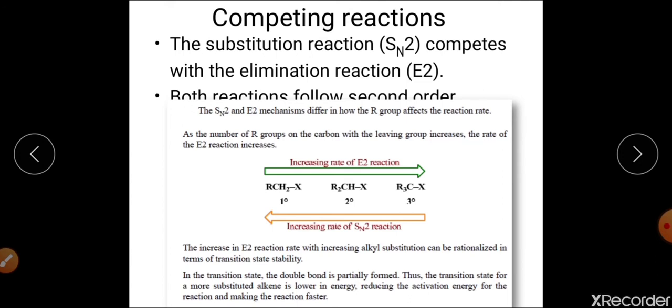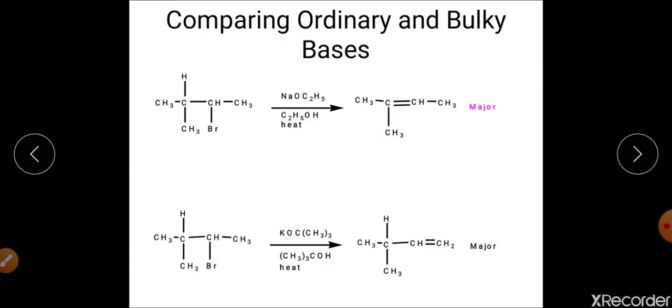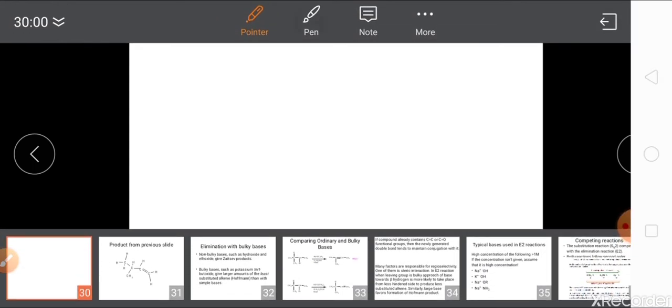Now there are some examples, and when we talk about these examples, they will let you know about the regioselectivity of this particular reaction. For example, we are having this example.